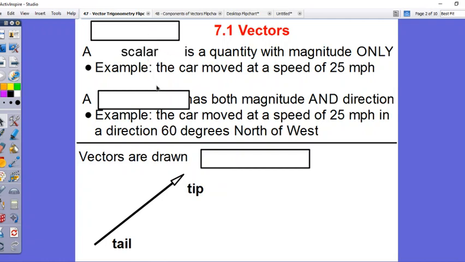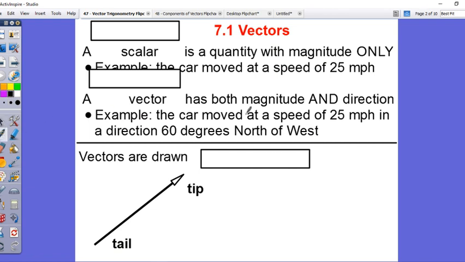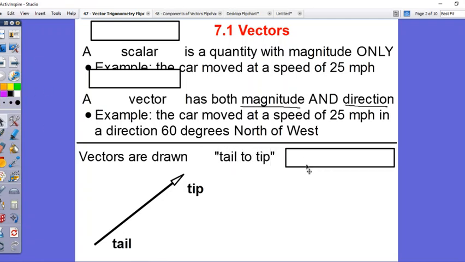So vocabulary: a scalar is a quantity with magnitude only. For example, a car moved at the speed of 25 miles per hour. A vector has both magnitude and direction. For example, a car moved at a speed of 25 miles per hour in the direction of 60 degrees north of west. And vectors are drawn tail to tip.